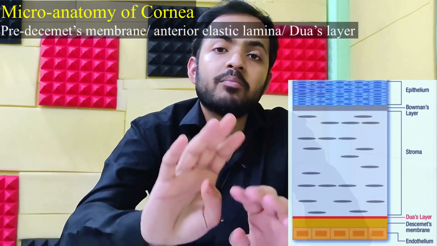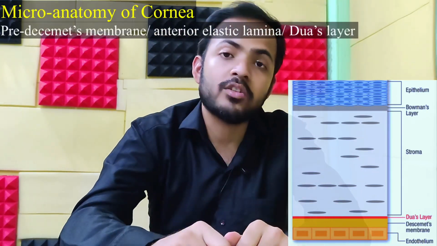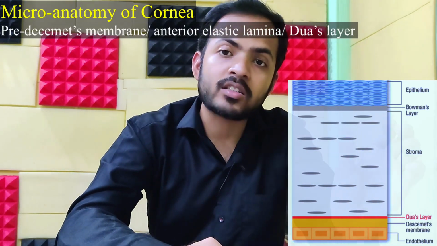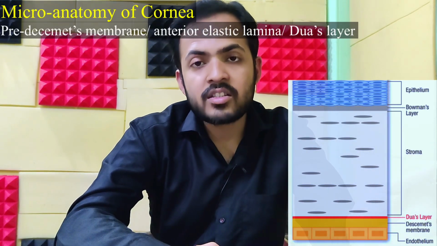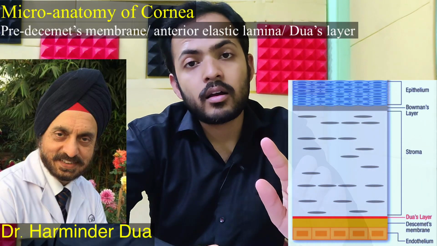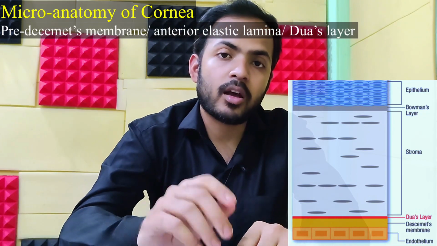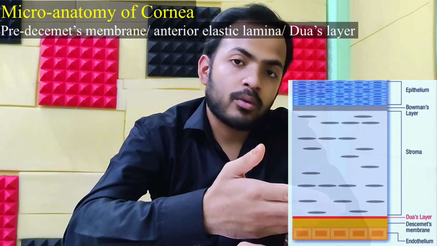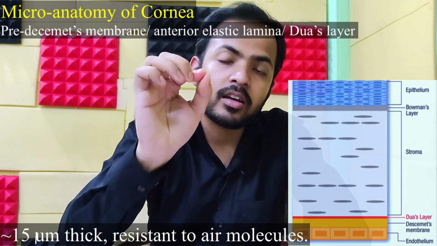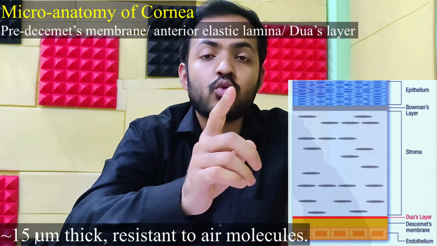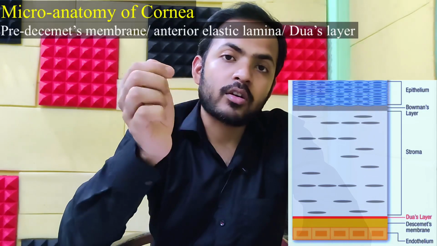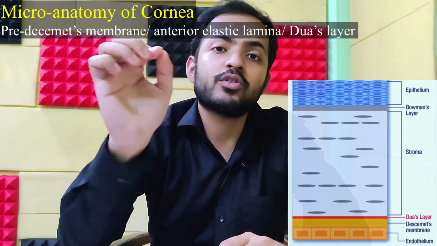Now fourthly you're going to find pre-Descemet's membrane. As you can see in this photo, it is also known as anterior elastic lamina. It is also known as Dua's layer. This name is due to Dr. Harminder Dua, who discovered this layer in 2013. That's why, after his name, we also call it Dua's layer. It is almost 15 micrometer thick and it is resistant to air. I mean after this layer, air molecules cannot pass through, even via the diffusion process.